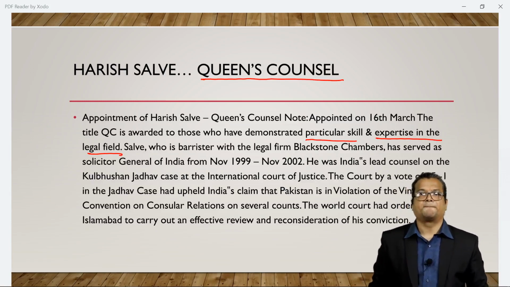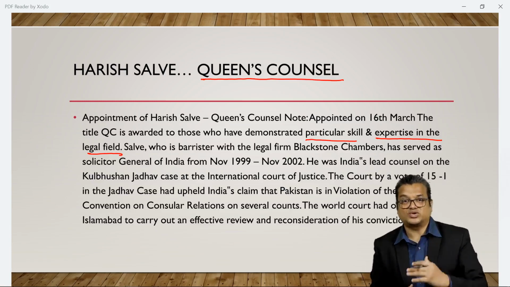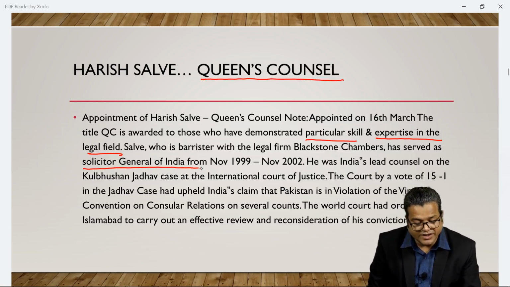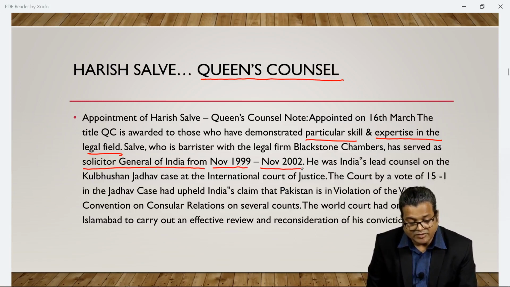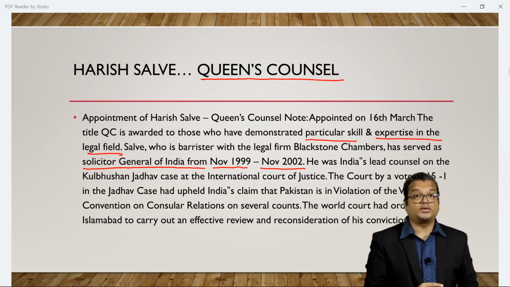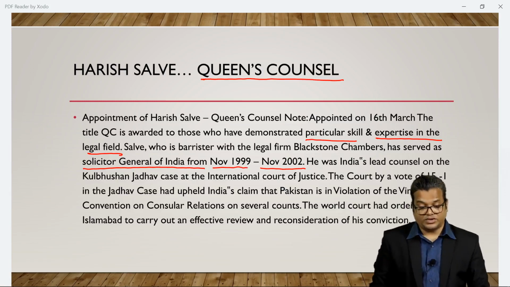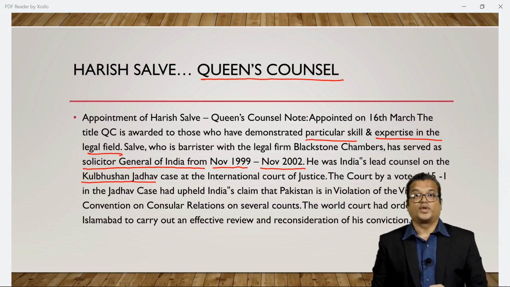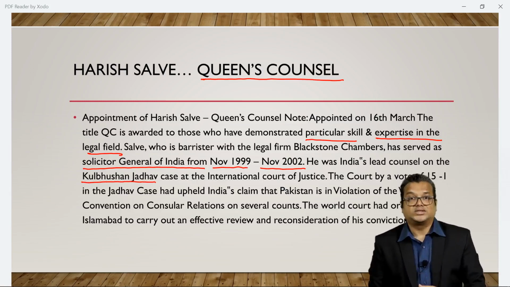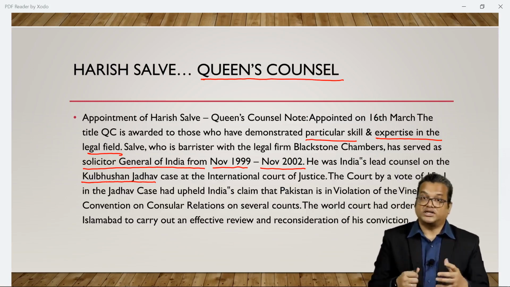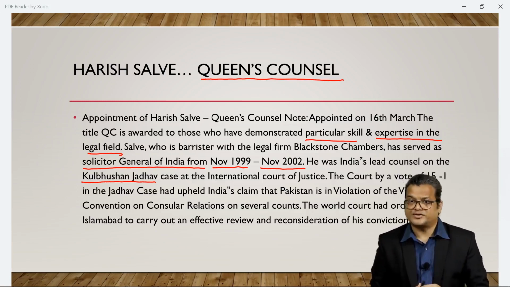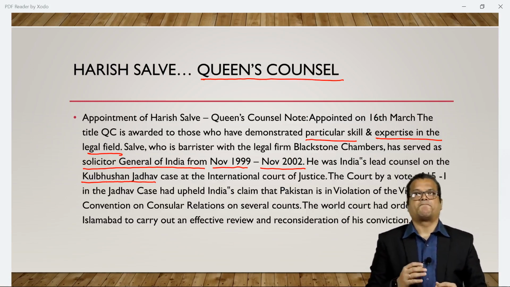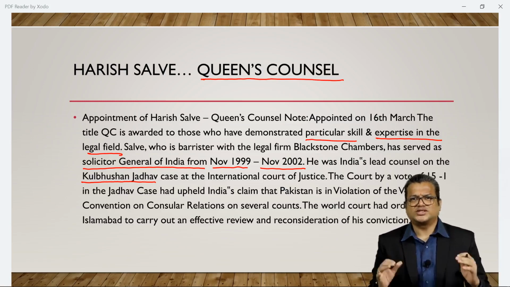Talking a little more about Mr. Harish Salve, he is a barrister with Blackstone Chambers. Also, he happened to be our Solicitor General of India from November 1999 till November 2002, and he has also represented the case of Shri Kulbhushan Jadhav. You must have heard this in the news. Kulbhushan Jadhav is under the custody of the Pakistan government under the charges of spying, and his case is looked after by Shri Harish Salve.